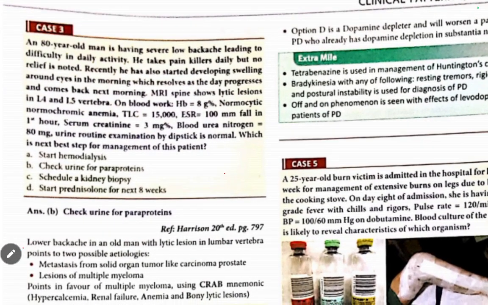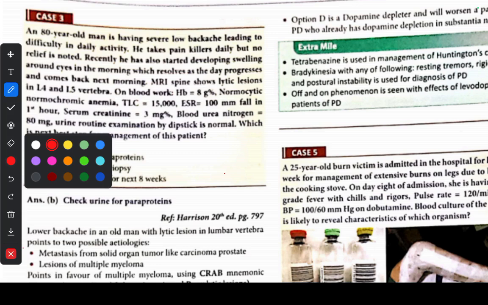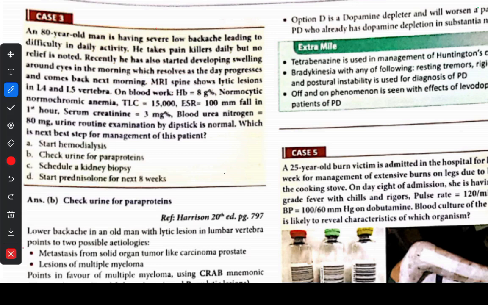Now he's having backache, difficulty in activity. He takes painkillers but no relief. Recently he started developing swelling around the eyes in the morning, which is puffiness. Now it may be due to low albumin levels. See here, MRI shows lytic lesions.